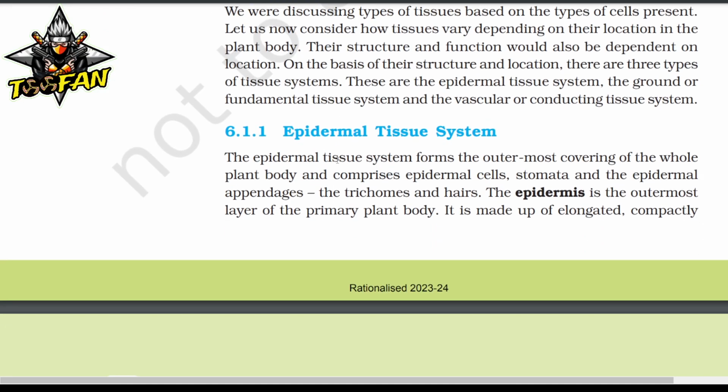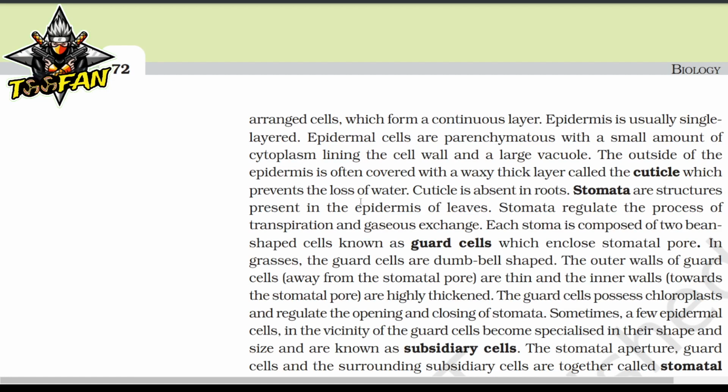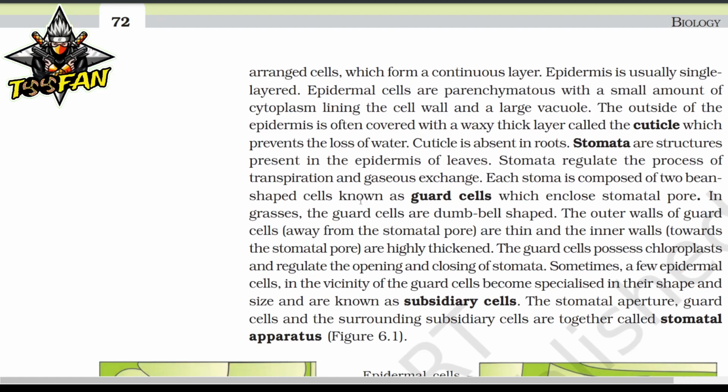Epidermal tissue system. The epidermal tissue system forms the outermost covering of the whole plant and comprises epidermal cells, stomata and epidermal appendages, the trichomes and hairs. The epidermis is the outermost layer of the primary plant body. It is made up of elongated, compactly arranged cells which form a continuous layer. Epidermis is usually single layered. Epidermal cells are parenchymatous with a small amount of cytoplasm lining the cell wall and a large vacuole. The outside of the epidermis is often covered with a waxy thick layer called cuticle, which prevents the loss of water. Cuticle is absent in roots.